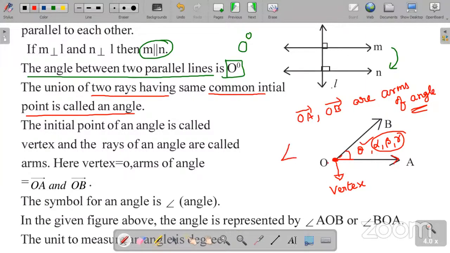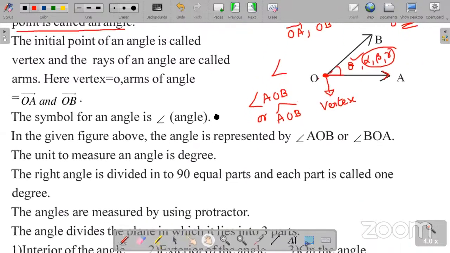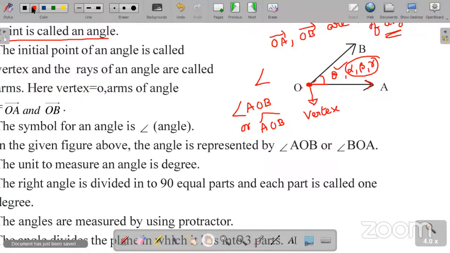The symbol for angle is this one. We can write angle AOB, or AOB angle, or angle BOA.